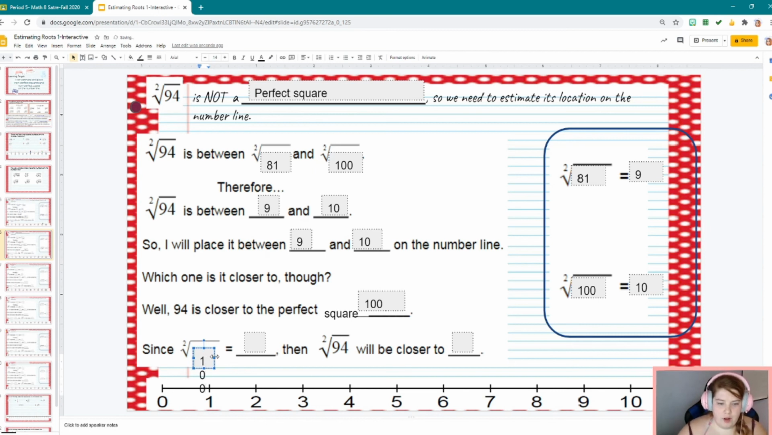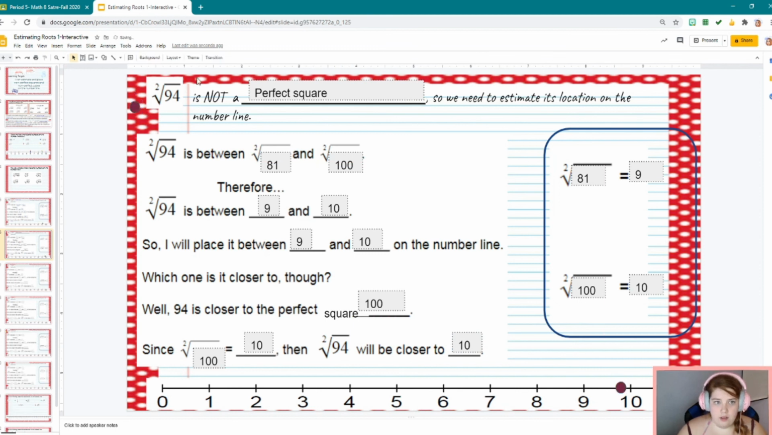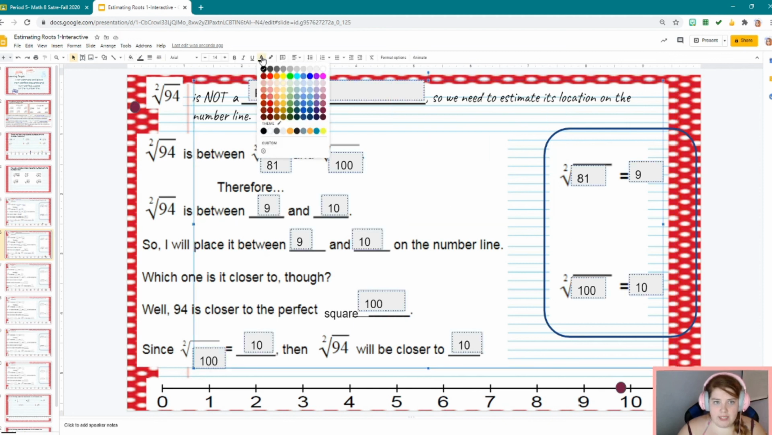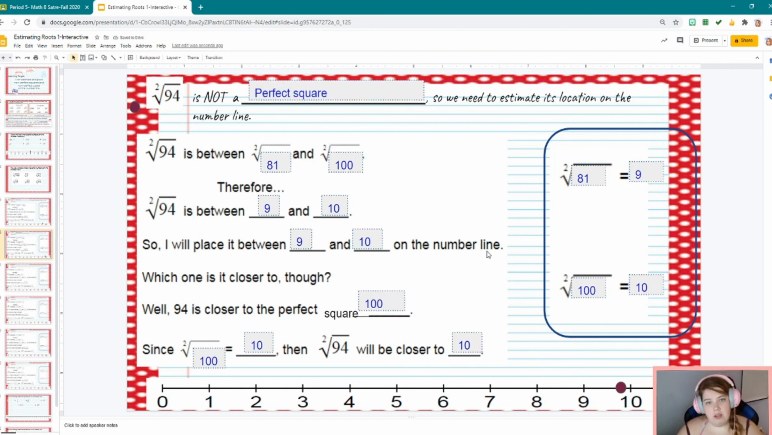And the square root of 100 is 10. So we're going to place this closer to 10. And again, it's not exactly 10, but I am going to place it closer to 10. Then I always like to make sure that all of my text is a different color so that I can clearly see it. And you've done slide number 6.